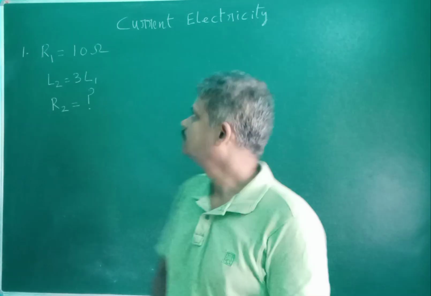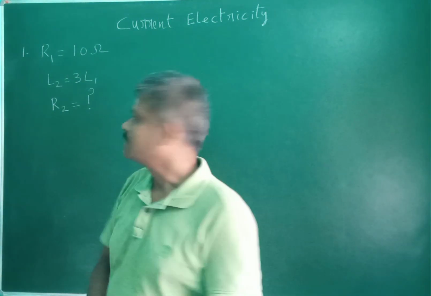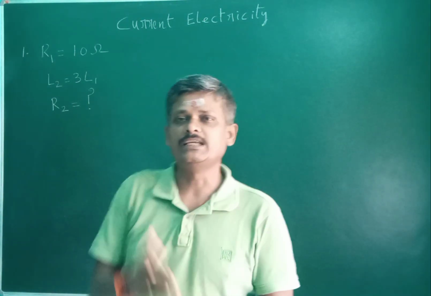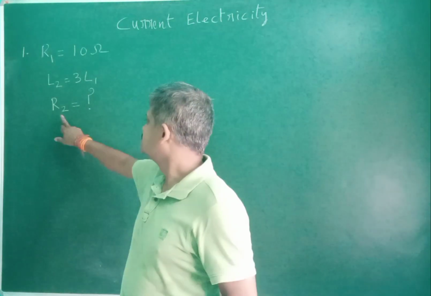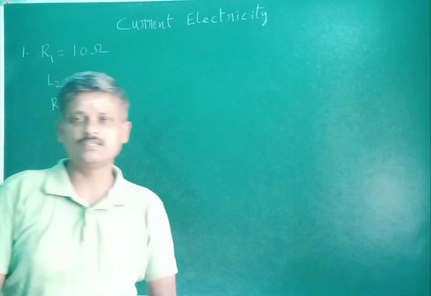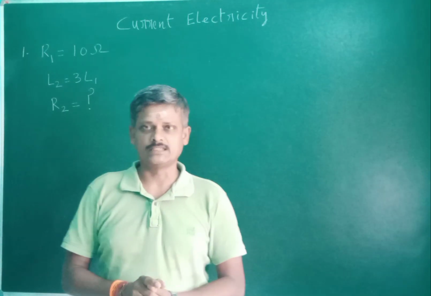Question number 1. A wire of resistance 10 ohm is stretched such that the final length is 3 times the initial length. If the density of the wire remains the same, find the resistance of the stretched wire R2. This question is based on volume. When a wire is stretched, its volume remains constant.